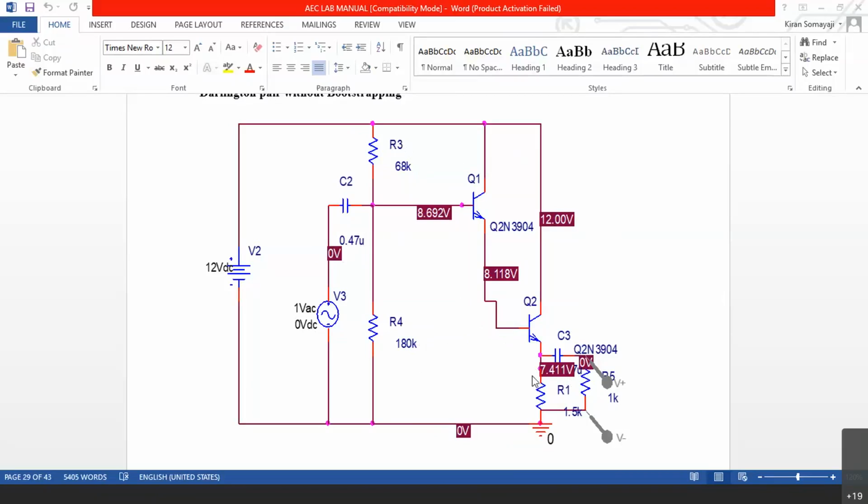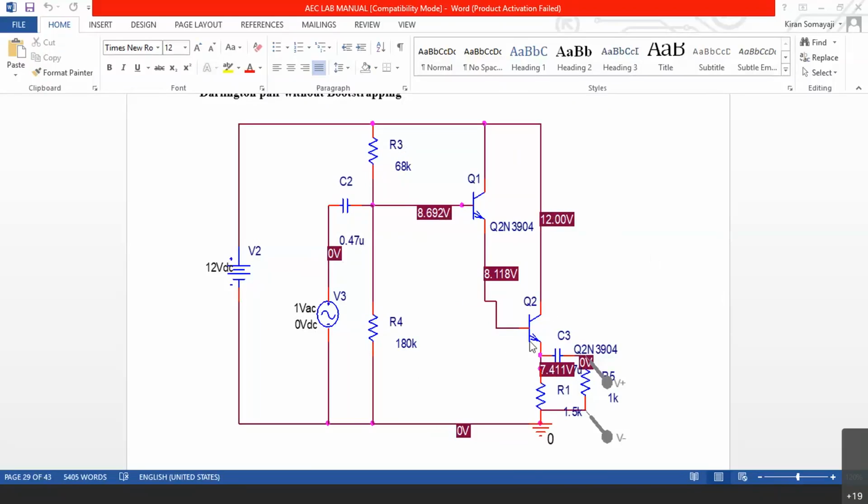So 7.4 volts still means Q2 is in the active region only. 12 minus 7.4 is around 3.6 volts, right? No. 12 minus 7 is 5. So 12 minus 7.4 is 4.6 volts. Around 4.6 volts is across Q2. That means it is in the active region.